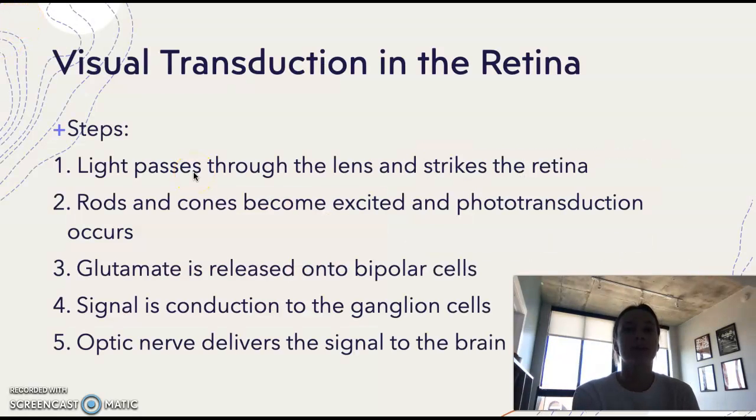Lastly, I'm just going to go through the steps of visual transduction in the retina. First, it starts with light passing through the lens and striking the retina, where the rods and cones become excited within the layer of photoreceptor cells and phototransduction occurs. Then, glutamate is released from the photoreceptor cells onto the bipolar cells, followed by signal conduction to the ganglion cells. This is where the optic nerve delivers the signal to the brain, and neural pathways from the retina to the brain process electrical signals into visual images that we see.